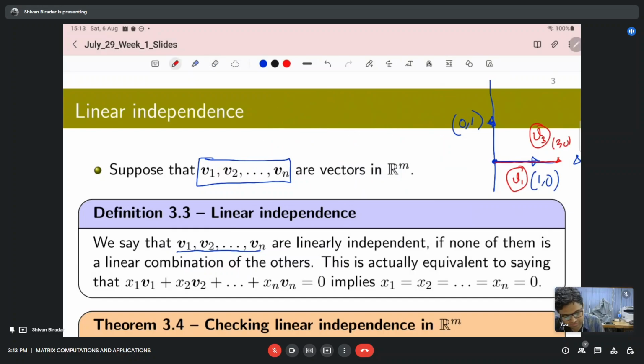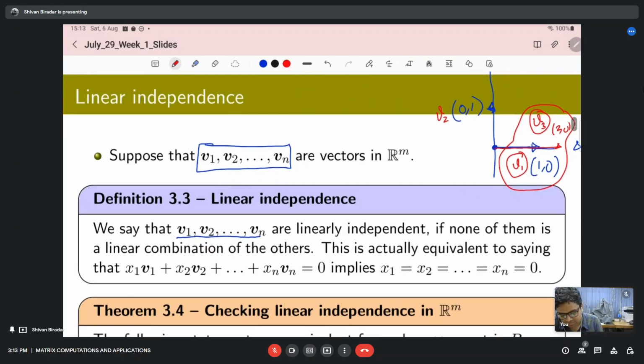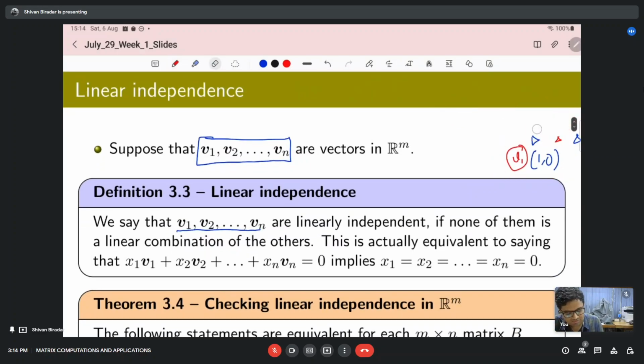So what did I learn here? V1 and V3, which are parallel to each other, are linearly dependent, whereas V1 and V3, which are perpendicular to each other, are linearly independent. Same thing. So this is what linear independence says.